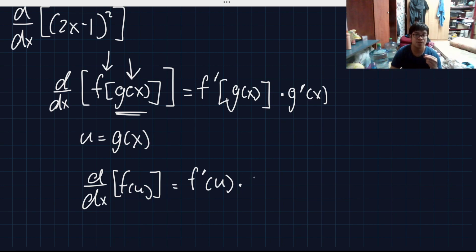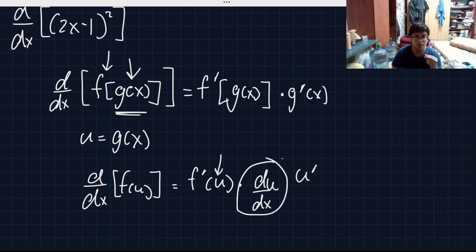Then next, you get the derivative of your inside, which is your u. So the derivative of your u, let's just say, is du all over dx. Or you can simply rewrite this as u prime if you like. It's up to you: du all over dx or u prime, it's okay.